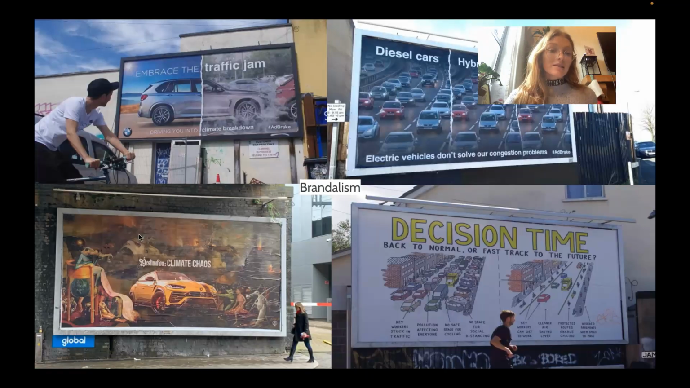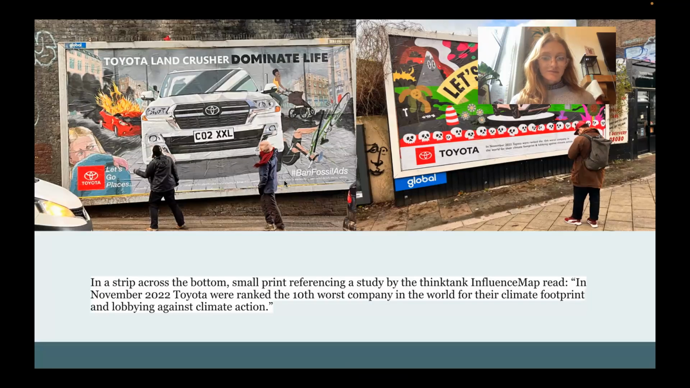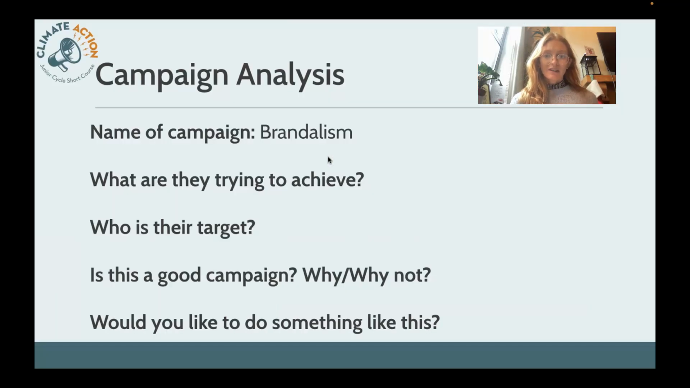And these are about campaigns against car advertising that both of these groups have run. So Brandalism have put up these kind of new car ads. These ones are also new car ads. And then you could do a bit of campaign analysis with the students about what the groups are trying to achieve. What's their target? Is it a good campaign? Would they like to do something like this?